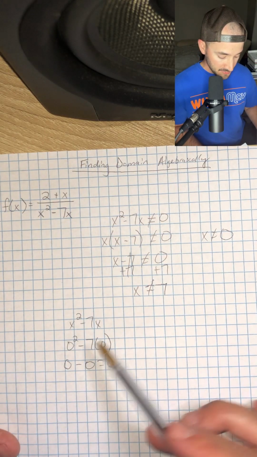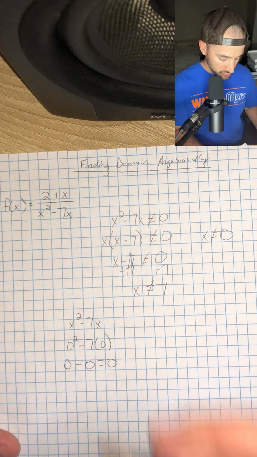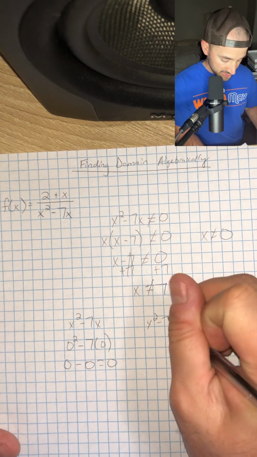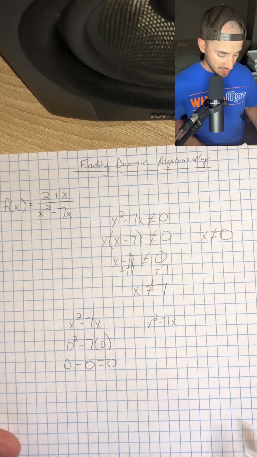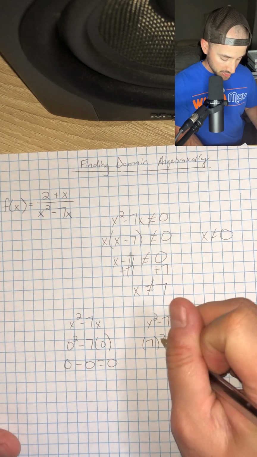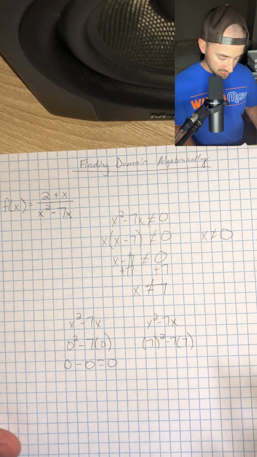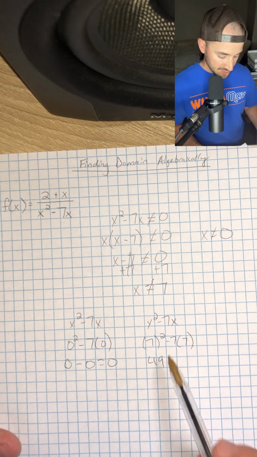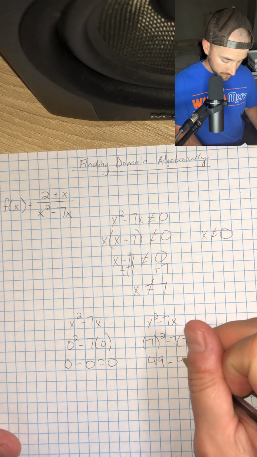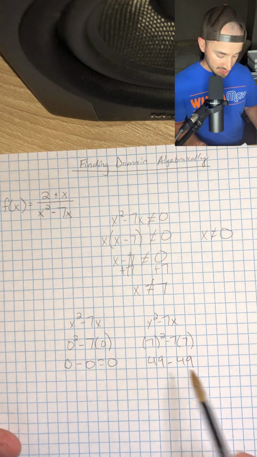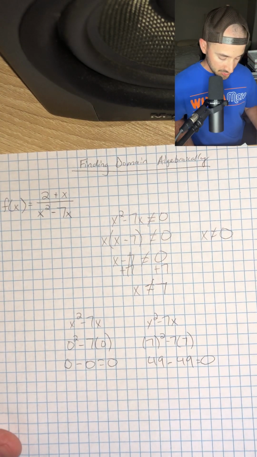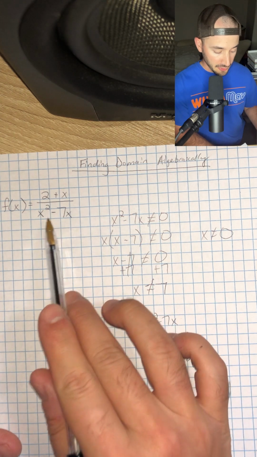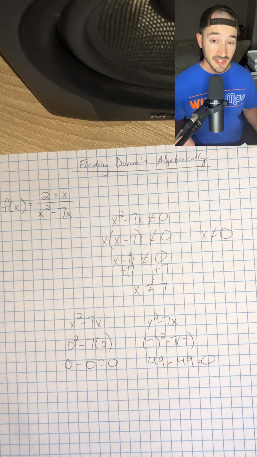Let's do the same thing with positive 7 just to show you. So x squared minus 7x, and we plug in 7 for x. So 7 squared minus 7 times 7. 7 squared is 49, minus 7 times 7, which is 49. And 49 minus 49 is equal to 0, which we cannot have in the denominator. That's just a way to check our answer and hopefully help you understand it more.